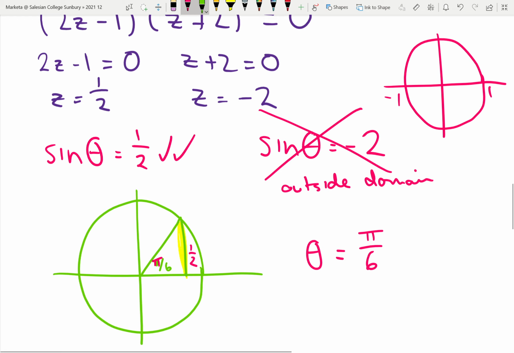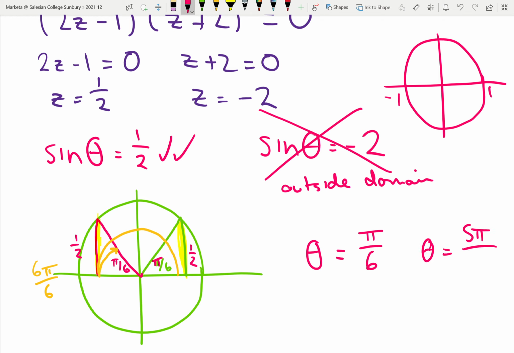And then let's go around to the next place where sine is positive. So like here, sine is positive here. And that means we've got pi on 6 in here. And when we go around the circle, well, this is 6 pi on 6. When we get to there, same denominator, 6 pi on 6 minus pi on 6 is 5 pi on 6. So theta equals 5 pi on 6.